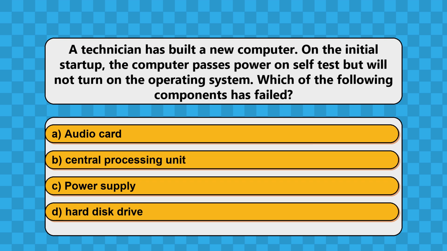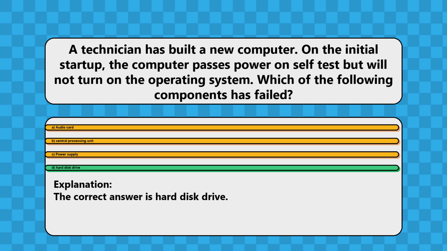Question 20. A technician has built a new computer. On the initial startup, the computer passes power on self-test but will not turn on the operating system. Which of the following components has failed? Option A, audio card. Option B, central processing unit. Option C, power supply. Option D, hard disk drive. The correct answer is option D, hard disk drive.